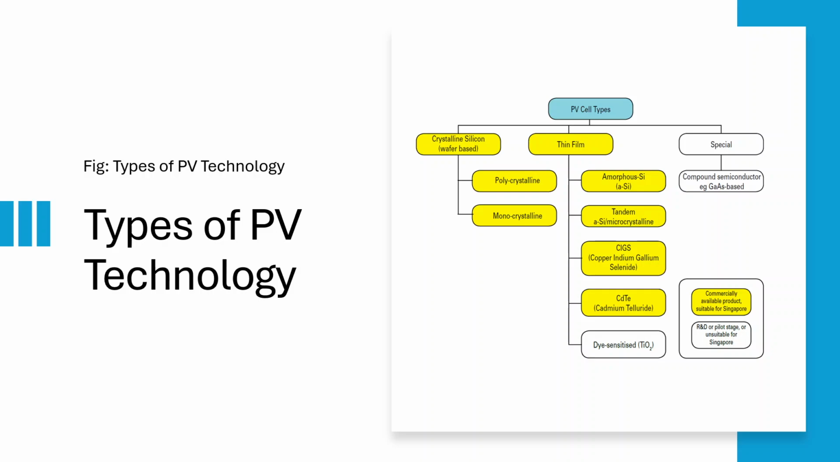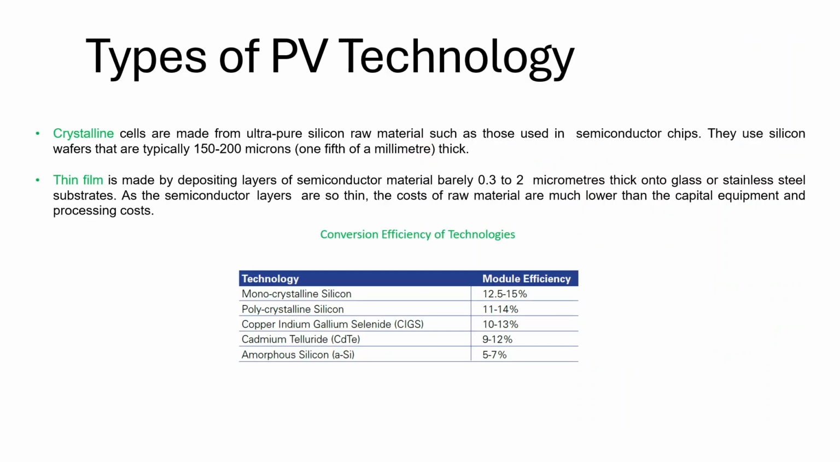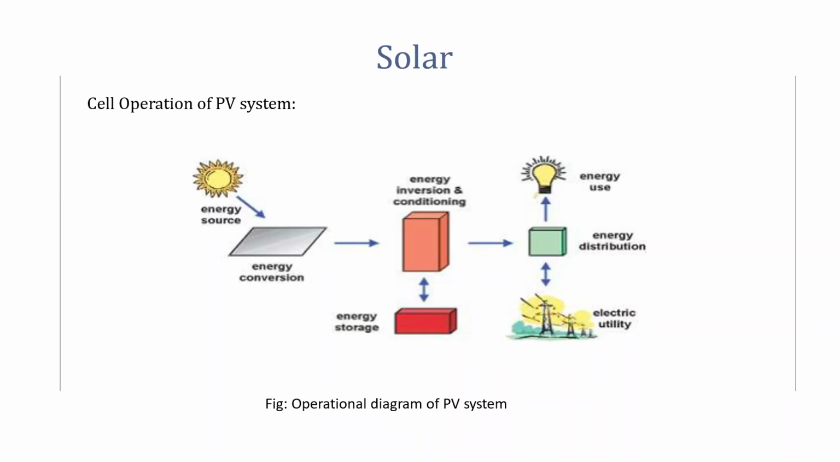So now comes the types of PV technology. This I have already discussed. Now coming to the next, this is the cell operation of a PV cell. The energy source comes over the solar panel, and energy conversion happens.